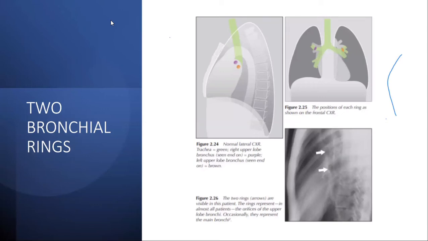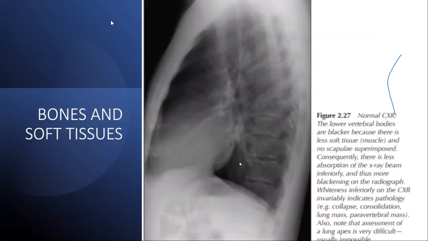Now the two bronchial rings, as I have already mentioned. When the trachea ends, we will see the tracheal lucency ends, and then there will be two black dots. These represent the right and left upper lobe bronchus. Here you can see the two dots. One is the violet color, which represents the right upper lobe bronchus, and the brown color represents the left upper lobe bronchus. It's helpful. Sometimes both of them may not be visible.